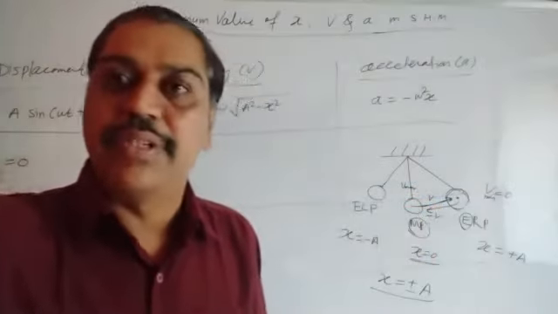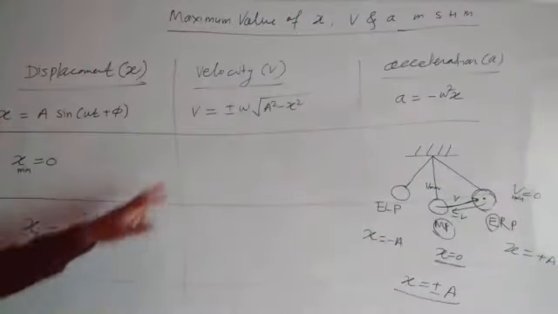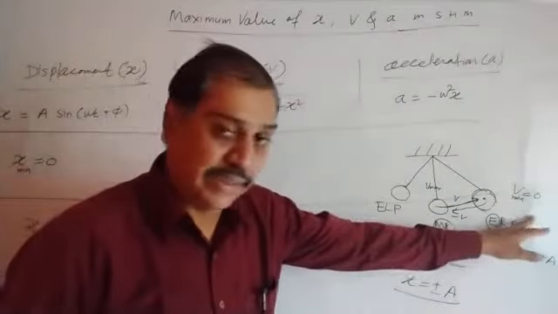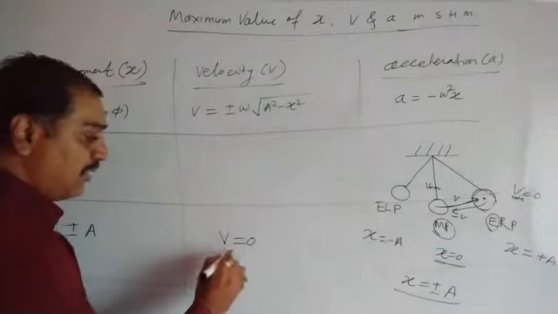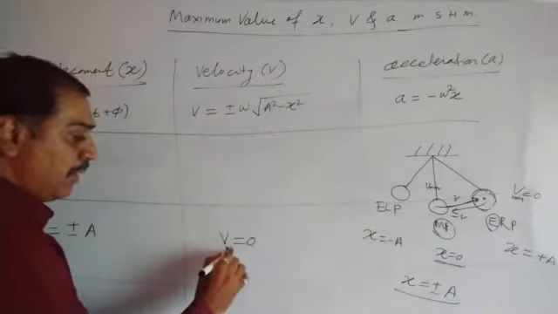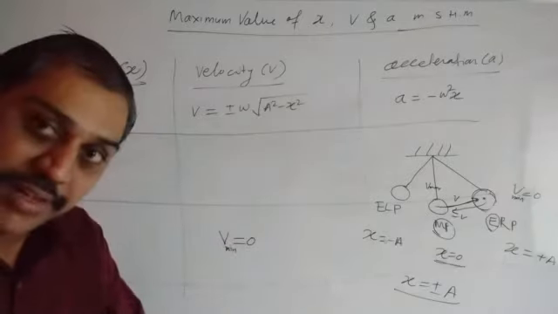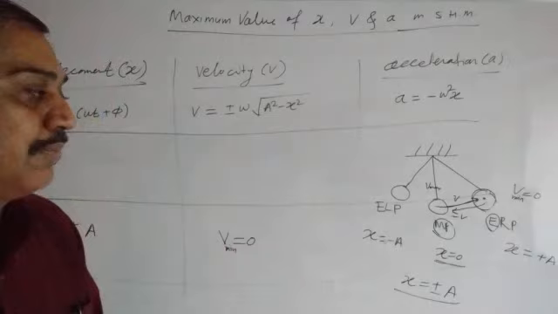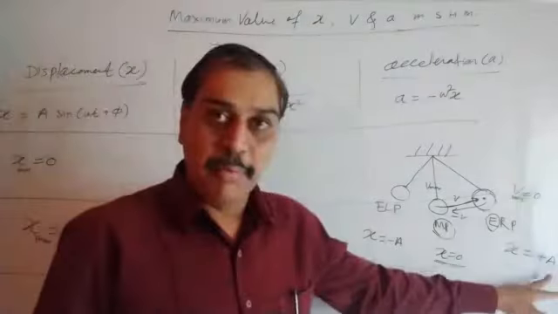So write down the equation for this, and see what values we get. Velocity is 0 at extreme position, so we'll write this down first. V equals 0. As it is 0, it has the minimum value. What is the maximum value of velocity? Velocity is maximum. Now how does it become 0? Just put here x equals plus a.